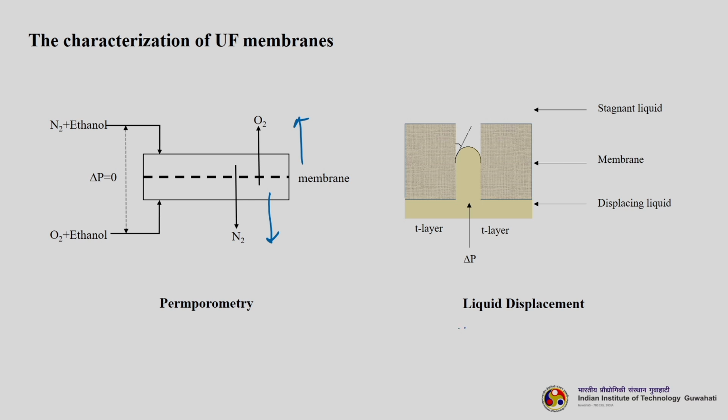So, liquid displacement is another method. Just like the bubble point method, but here gas is not used to displace the liquid. Here another liquid which is immiscible with the already present liquid is used to displace the liquid. Okay. So, you see this is a displacing liquid which is of course immiscible with the stagnant liquid. Okay. This is also a very good method. You should ensure that both the liquids should not be miscible at all.